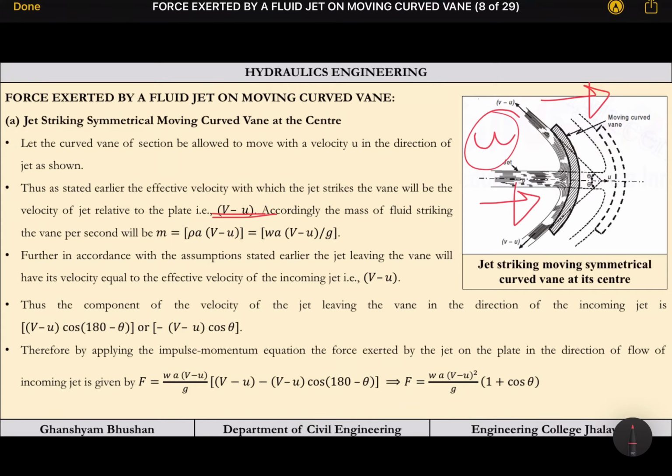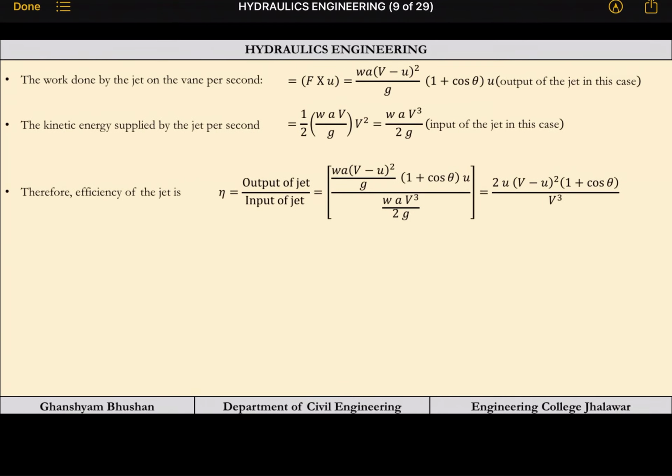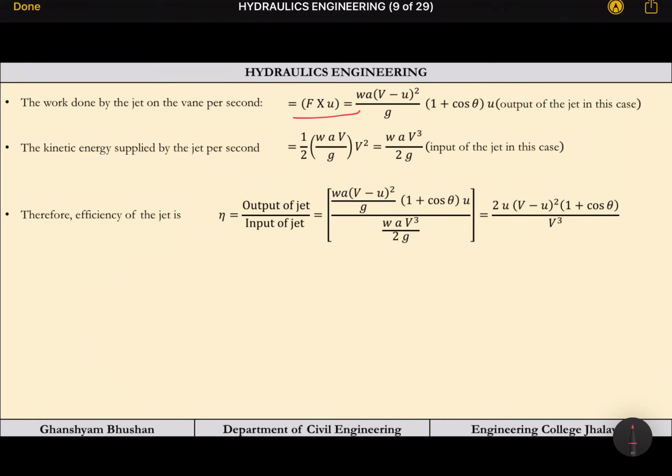In the first case of the previous case, it was WAV square by g. Here it comes out to be W A (v minus u) square by g, times (1 plus cos theta). Everything else will be the same. Why does work done come into the picture? Because the plate is moving, there will be some displacement along the direction of the force. So work done per second will be F into u. This is the output of the jet, and this is your input. With output and input, we can calculate the efficiency.